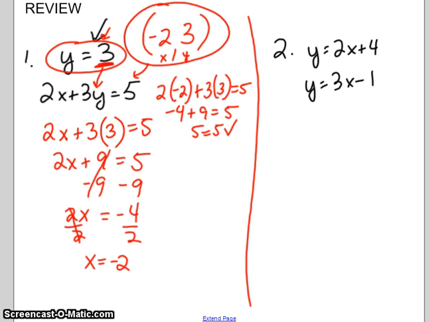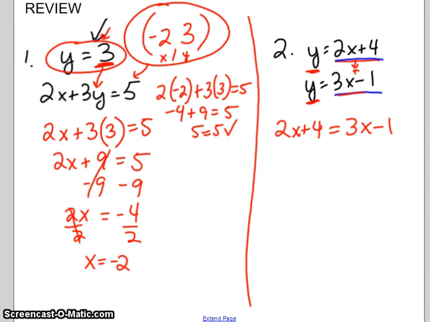Second one, we have y equals 2x plus 4 and y equals 3x minus 1. Now, in both equations, we have y by itself. So if y equals 2x plus 4, use a different color, 2x plus 4, and y equals 3x minus 1, then 2x plus 4 will equal 3x minus 1. Okay? Because y equals y. Y is the same thing. So if y equals this and y equals this, then they equal each other.